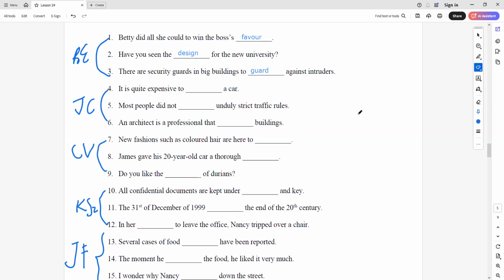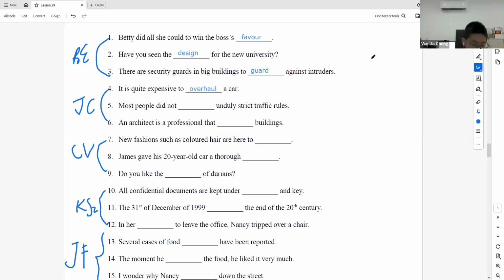Hello. It is quite expensive to overhaul a car. Jia Chen. It is quite expensive to overhaul a car. Sorry, so the first one is quite expensive to what? A car? Overhaul. Overhaul, very good. Overhaul a car. Overhaul is to repair a car, okay? Number 5.